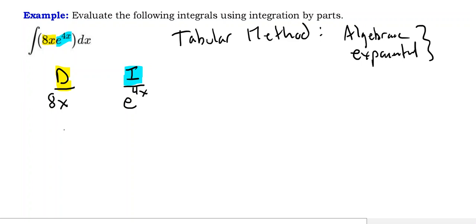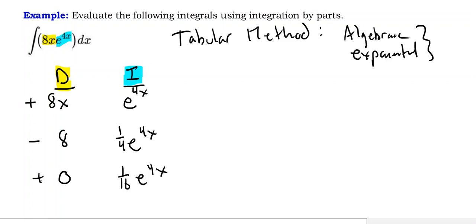So the derivative of 8x is 8. The derivative of 8 is 0. We're done. Now we're going to do the same thing with the integral, with the exponential part, e to the 4x. The antiderivative of that is 1/4 e to the 4x. And now we want to do it one more time. So the antiderivative of that will be 1/16 e to the 4x. So I'm also going to put a plus here, a minus by the second row, and a plus. And we're going to alternate those pluses and minuses.